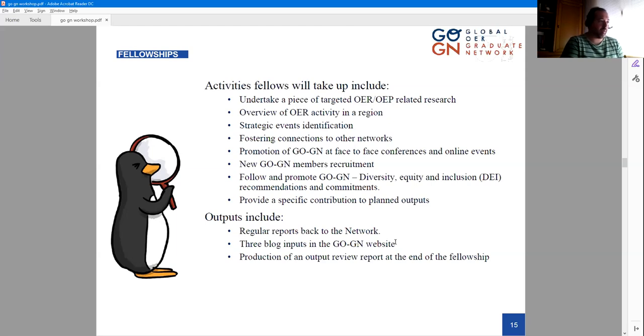And well, some of the outputs that we are expecting for the fellows are regular reports back to the network, which are oriented to allow reflection and think of the ways we can keep supporting their fellowships, and we can have a bidirectional communication to help the research. Several inputs in the GoGN website in the way of blogs. We already have the first round of blogs. You can have a look at the website. And finally, the production of an output review report at the end of the fellowship.